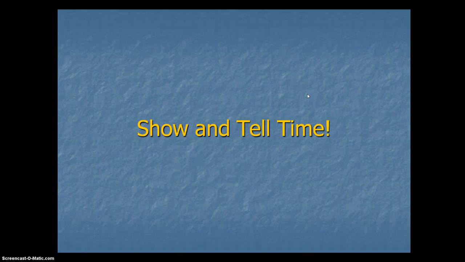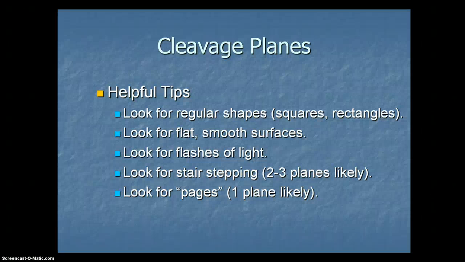So then we did a few demonstrations in class, which of course I can't do for you here over the computer, but I can share with you some helpful tips. If you're looking for cleavage planes, you should look for regular shapes. Minerals that have square or rectangular shapes are a really good indication. Minerals that look flat and have smooth surfaces are great too. Look for flashes of light, as opposed to light moving across the surface. If you can get the whole thing to flash all at once, that's a really strong indication of cleavage planes.